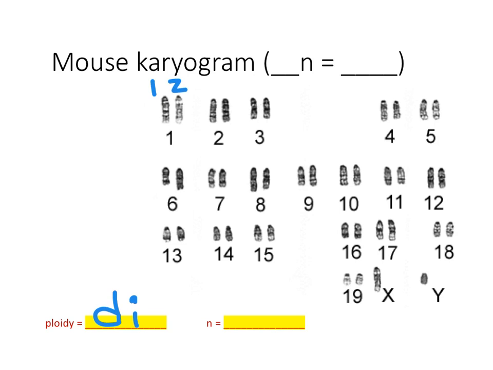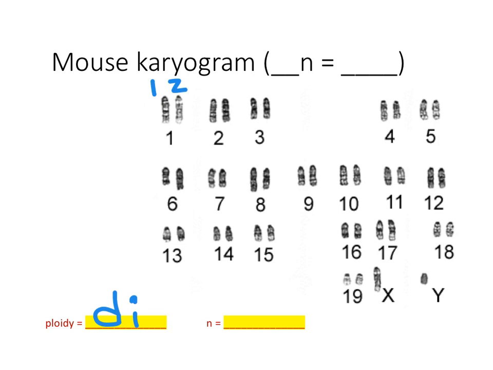So that's how you figure out ploidy. You look at a karyogram and you say, okay, how many copies of each chromosome are there? If it's 2, it's diploidy. If it's 3, it's triploidy. If it's 4, it's tetraploidy, but I would accept quadruploidy. It's tetraploidy. Okay. Now, how do you figure out the other highlighted thing?